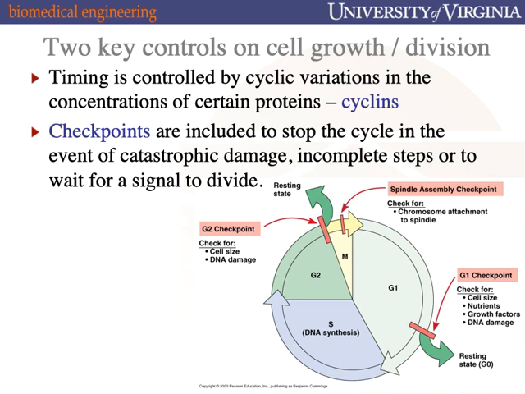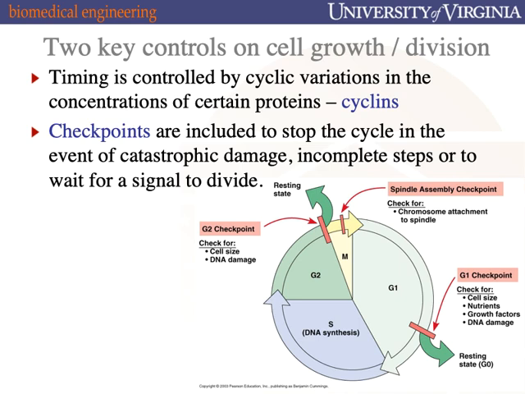We've gone through two of these key transitions when everything is right in the cell, when there are growth factors, when there's enough cyclin D, when the chromosomes are properly aligned and mitosis can proceed. And there's an important role for cyclins to be played in those. Overlaid on top of the cyclic activity of the cell cycle, there are multiple what are called checkpoints that allow the cell to pause at several key transitions if the conditions are not right for the cell to move into the next phase of the cell cycle.